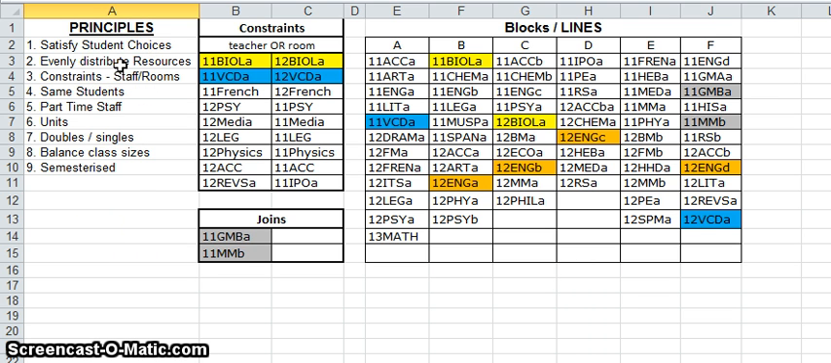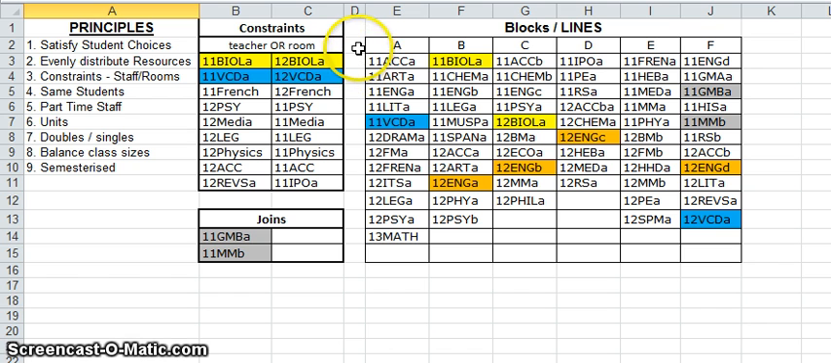Right, secondly, we've got to evenly distribute the resources. There might be rooms. Related to that is staffing and room constraints. You might only have one physics teacher or one art teacher, so that's going to affect the arrangement of subjects. And a couple of other details that we'll deal with in a second.